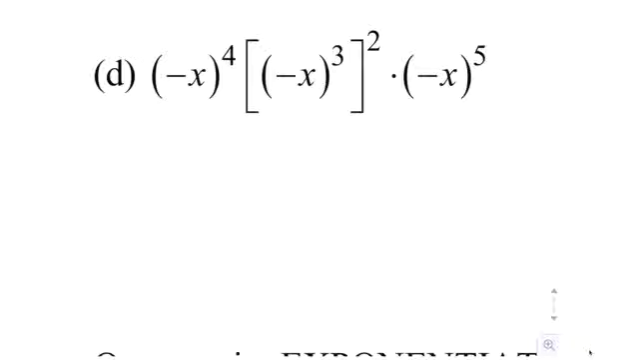But how many factor groups do we see? We see 3 factor groups. Okay. 1, 2, 3 factor groups. All right. And let's go then through each factor group and see if we can simplify it.